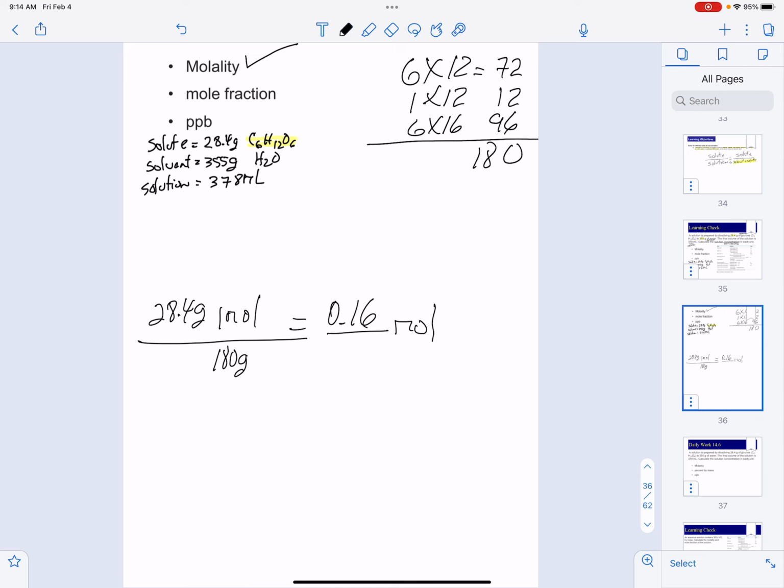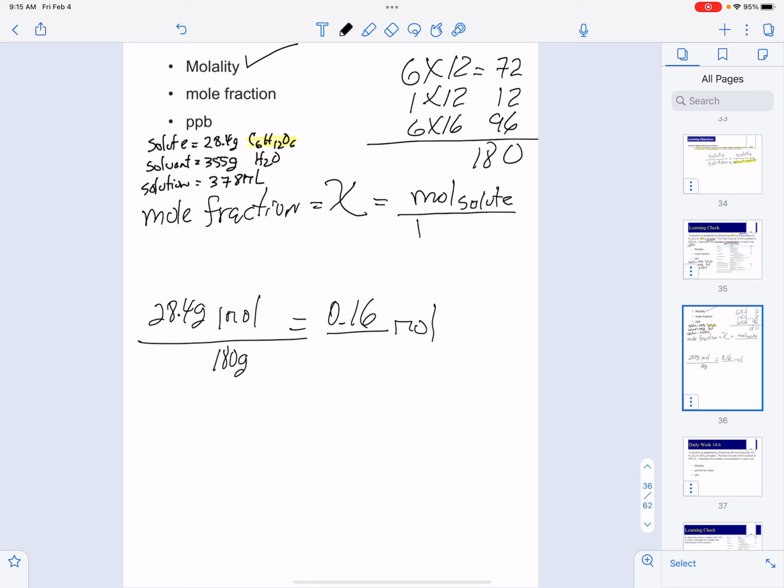So mole fraction is going to be represented by a funny looking X. It looks like a giant X. I imagine it comes from Greek, right? And that's going to be nothing more than the moles of the solute over the moles total. So that's going to be basically the moles of the solute over the moles of the solvent plus the moles of the solute. We already have the moles of the solute from the previous one.